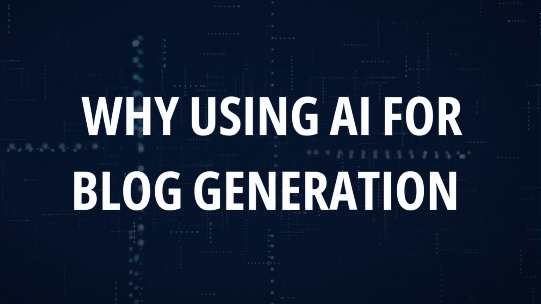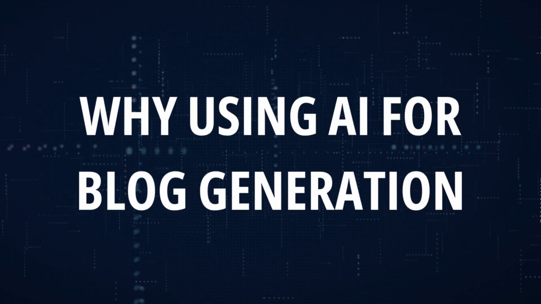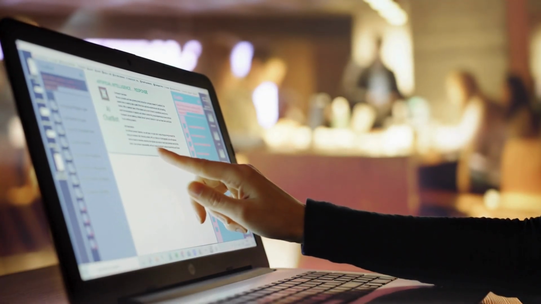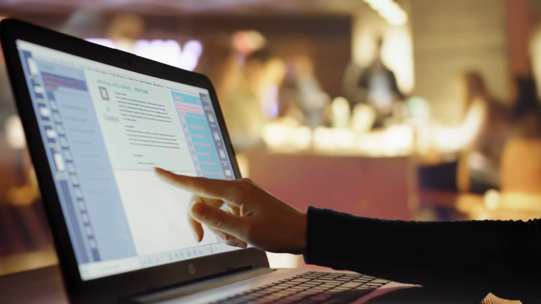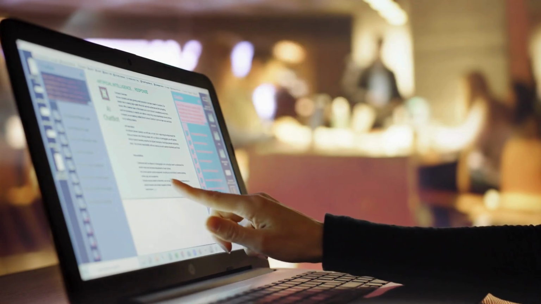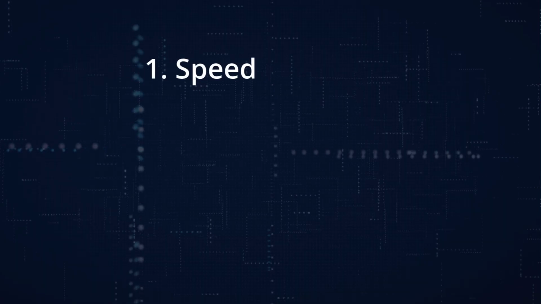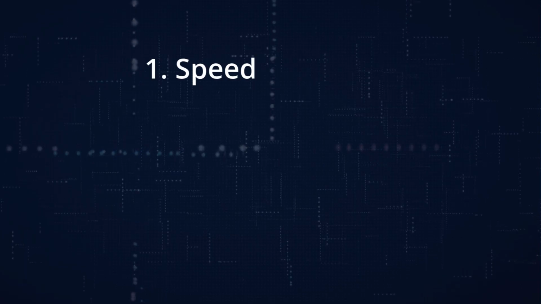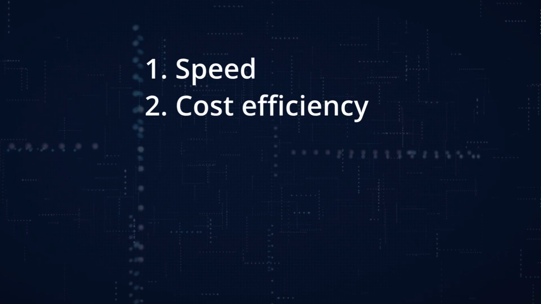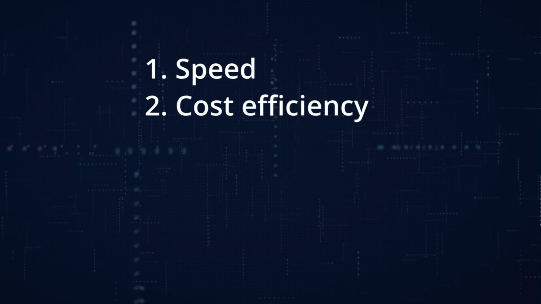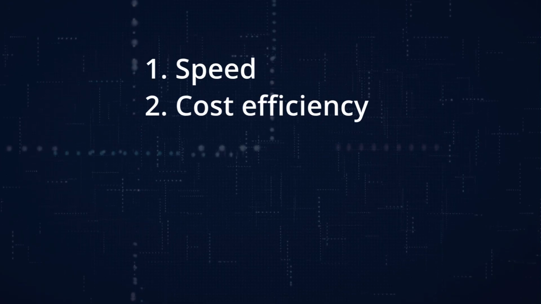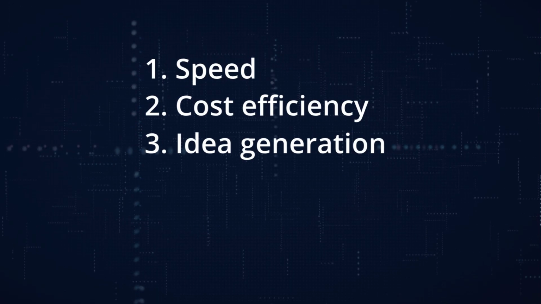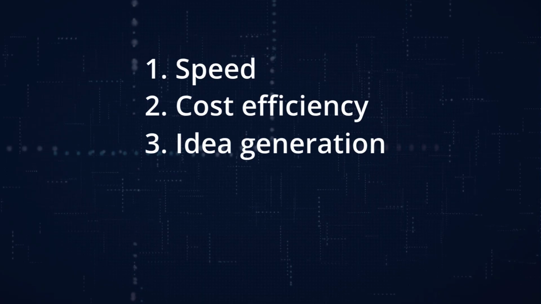Let's quickly talk about why using AI for blog generation is such a game changer. With AI tools like ChatGPT, you can create blog content faster, cheaper, and more consistently than ever before. Here are a few quick benefits. First, speed. AI can generate a full blog post in seconds, saving you hours of writing time. Second, cost efficiency. You don't need a big writing team to produce large volumes of content. Third, idea generation. AI can come up with endless blog topics, catchy titles, and outlines for any keyword.